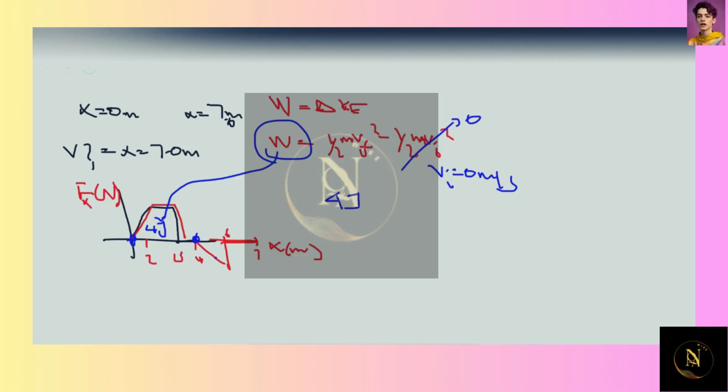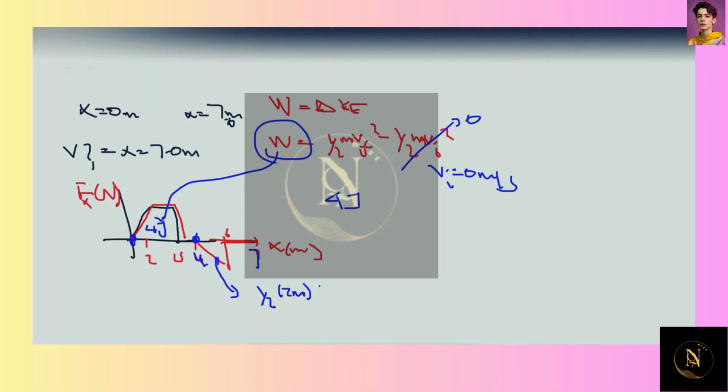The only thing we need to compute is the energy from 4 to 7. So we're going to do the energy from 4 to 6. It's a triangle. So 1/2 base, where the base is 4 to 6, that's 2 meters.